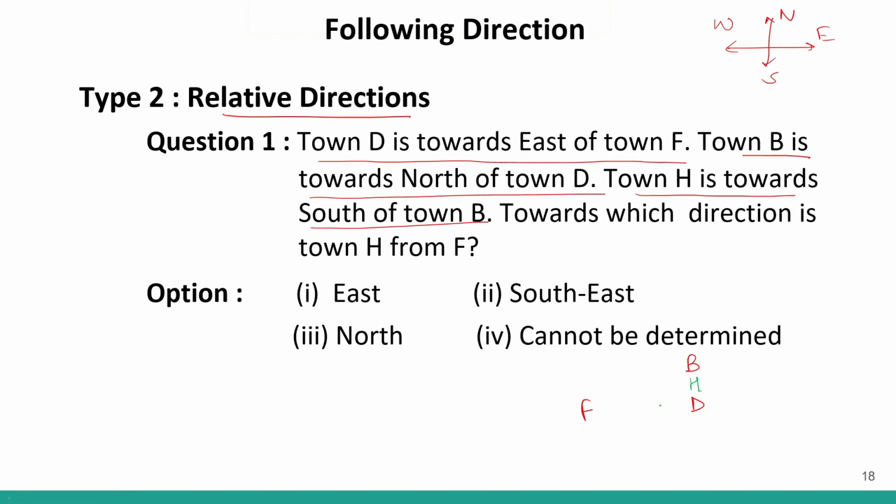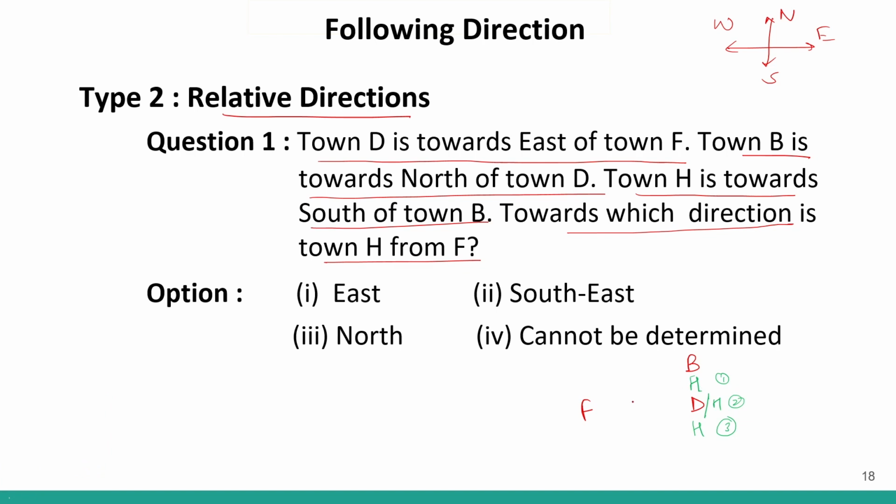It could be here, above B, above D. It could be here also with D, and it could be down also, below D. So it is not mentioned; 3 positions, 1st, 2nd, and 3rd. 3 possibilities of H are possible, right? We have to find out towards which direction is H from F.